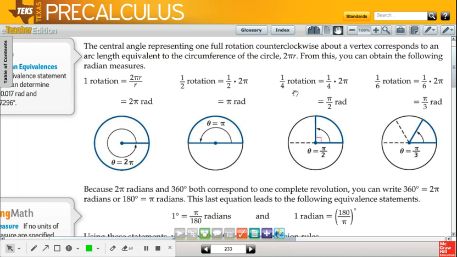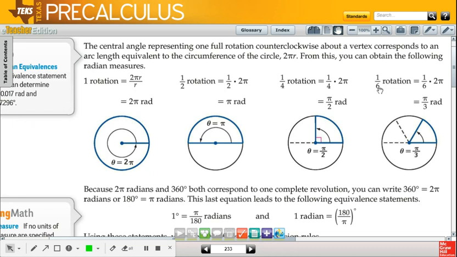1/4 rotation, that's the 90 degrees. So starting from my initial side, following the black arrow, I'm just rotating 90 degrees counterclockwise. So 1/4 of 2 pi, 1/4 of 360 degrees. So 1/4 of 2 pi, basically 2 over 4. 2 over 4 is simplified to 1/2. 1/2 times pi is pi over 2 radians, or pi over 2 rad.